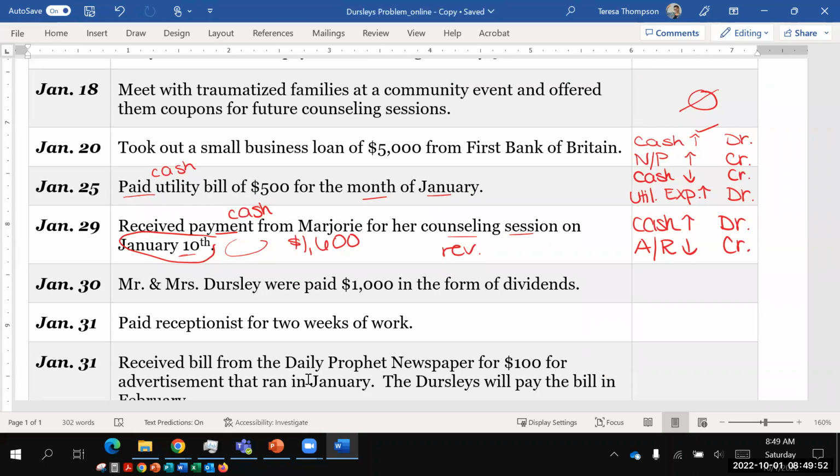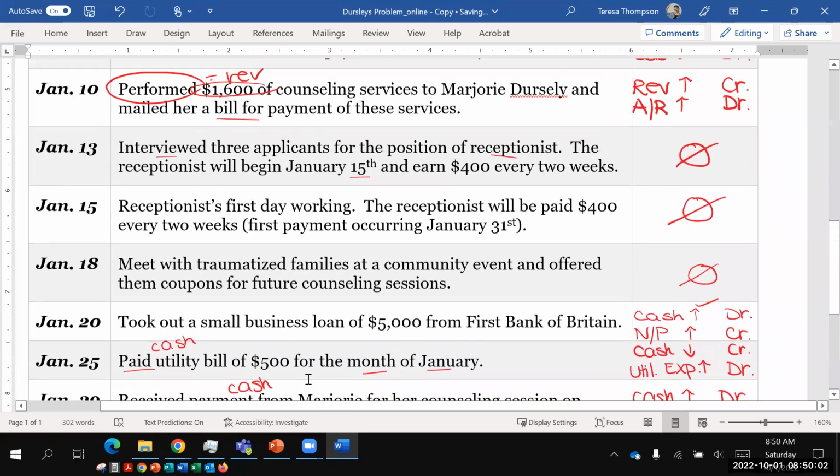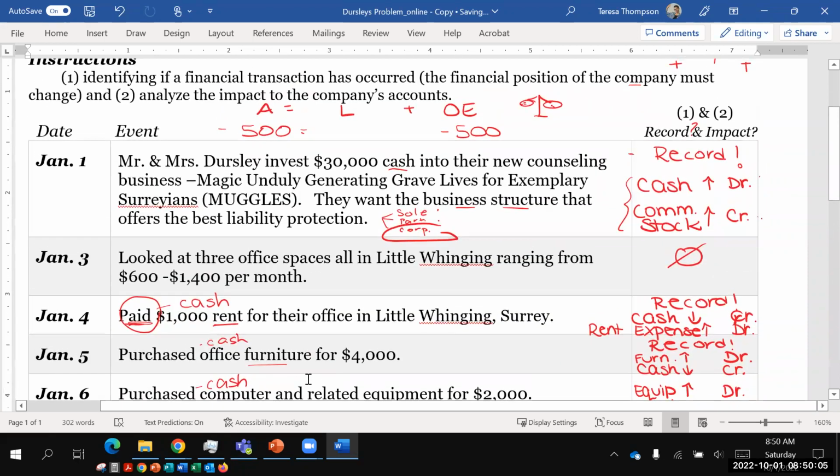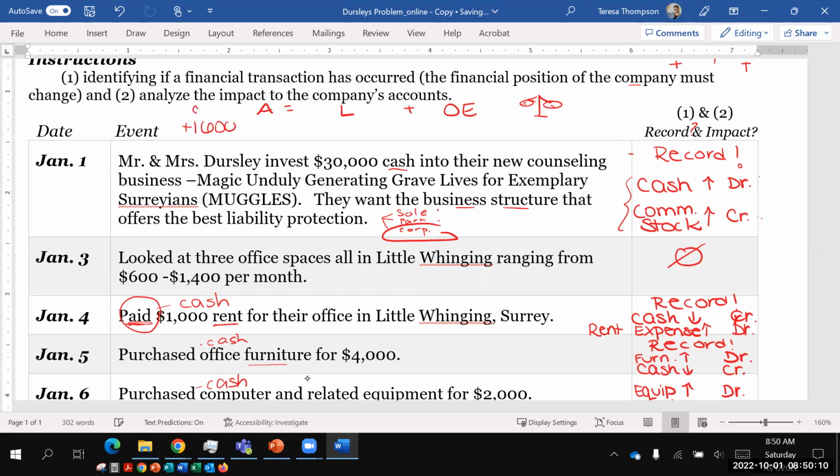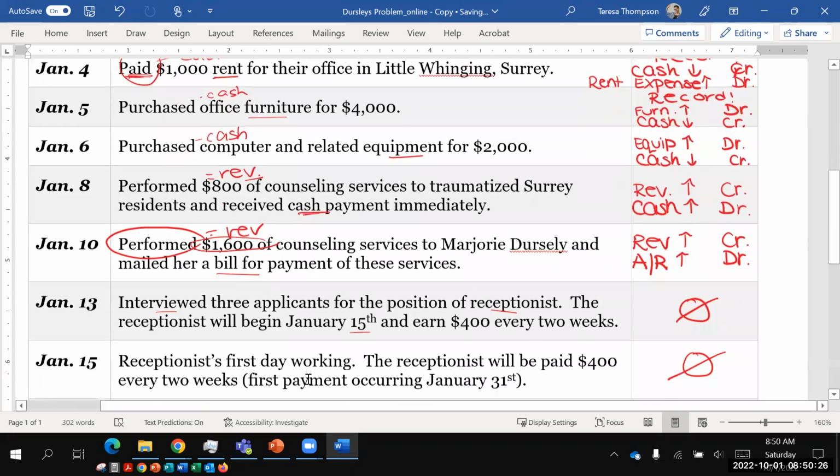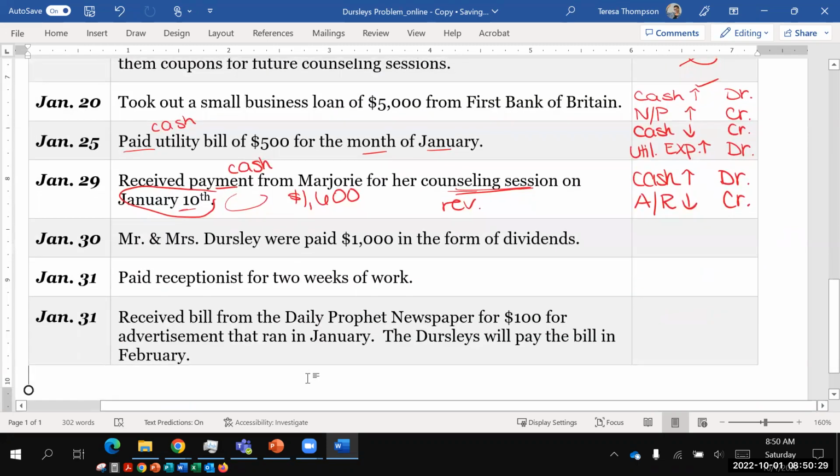Okay, but that's a hard one for students to see. And I totally get it because it refers you back to that counseling session. So your natural thought is revenue, but we already recorded the revenue. Why? Because of that revenue recognition rule we learned about earlier in the chapter. So what's happening in this one is we got cash of $1,600 and that customer's accounts receivable went down by $1,600. Zeroes out. So zero on both sides, we're still in balance. All right, but that's probably the hardest one. That and maybe the last one.